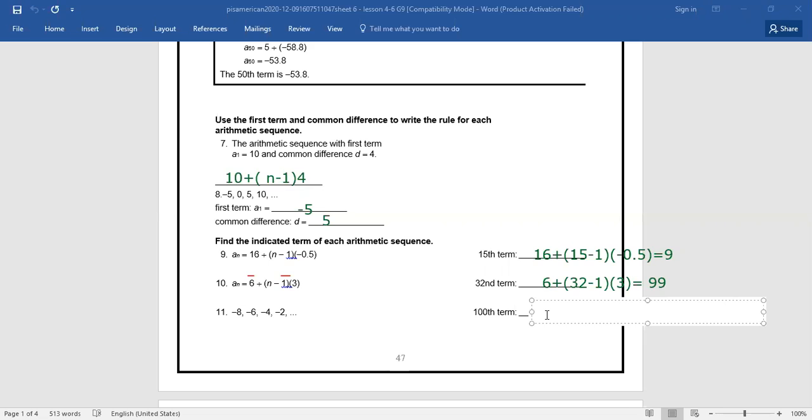The 100th term equals negative 8, this is the first term, plus a bracket, 100 minus 1, times 2. What is the answer? We will multiply first 99 times 2 because you have to follow order of operations. So it will be equal 198 minus 8. It will be equal 190.